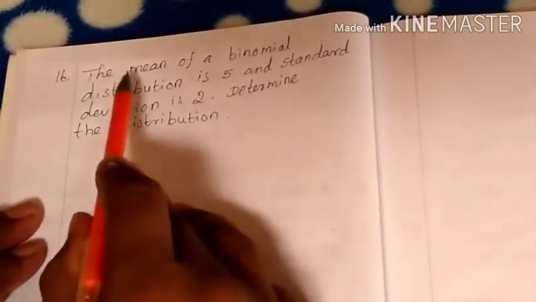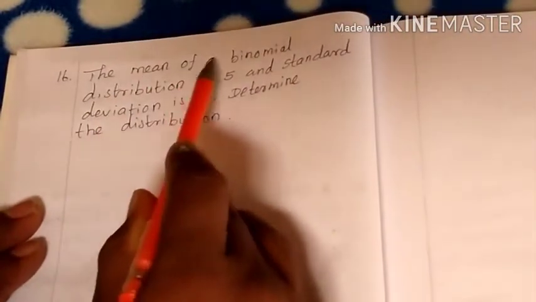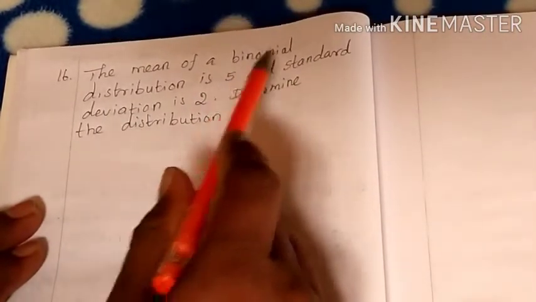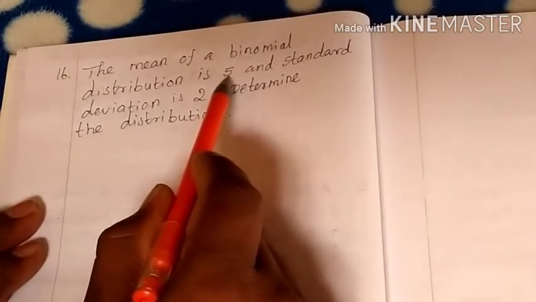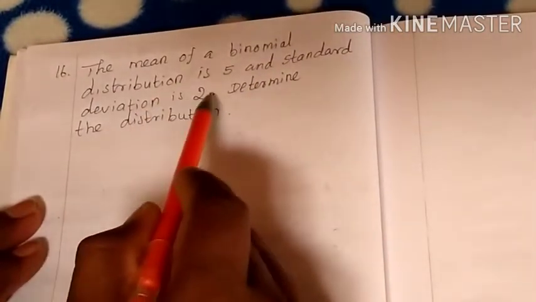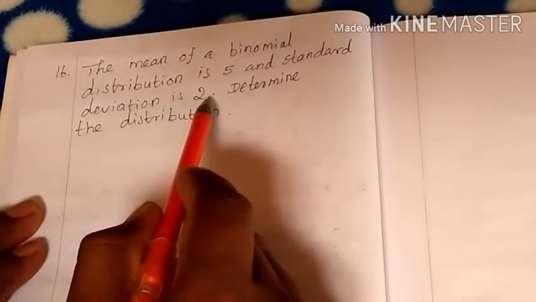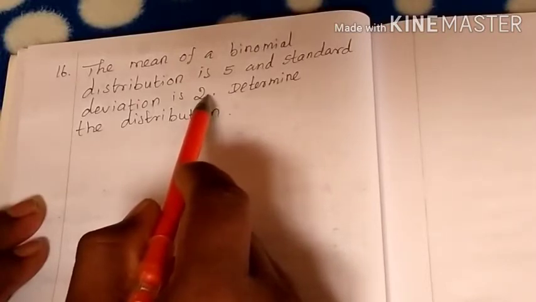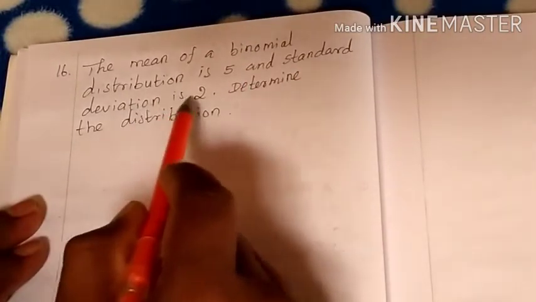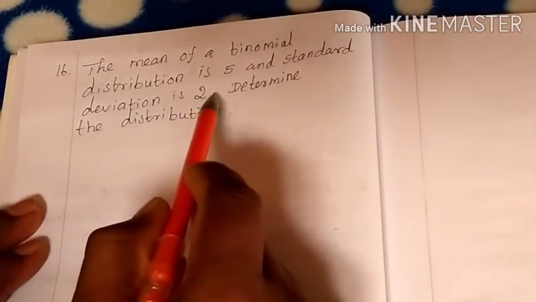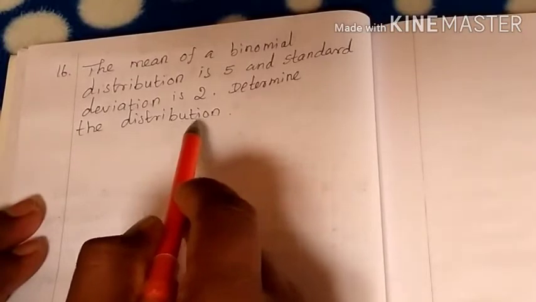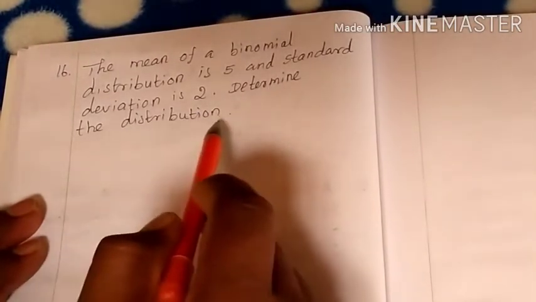Okay, next, dear students, the 16th question. The mean of a binomial distribution is 5. What is the mean formula in binomial distribution? np. So np is equal to 5 and the standard deviation is 2. In the binomial distribution we get the variance, and the standard deviation is the square root of the variance. Then determine the distribution. Determine the distribution means the binomial distribution.